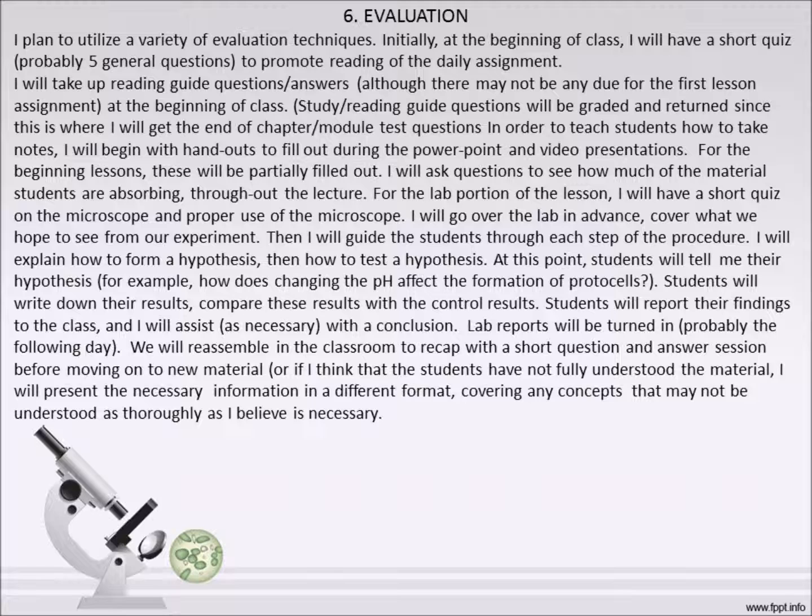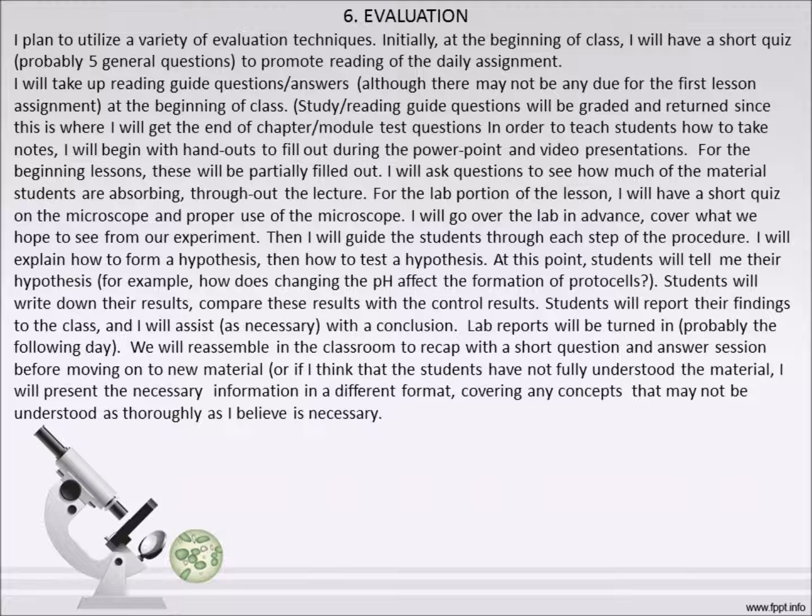At this point, I want my students to be able to tell me their hypothesis. For example, how does changing the pH affect the formation of a protocell? And when they change the pH, I want to know what they expect to find, and then we'll look at, when they've completed their experiment, were they able to prove their hypothesis? Did they disprove it? We'll go over a certain amount of statistics with each lab.